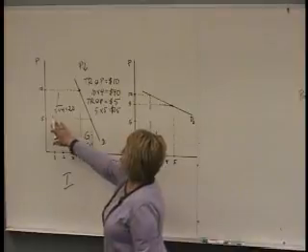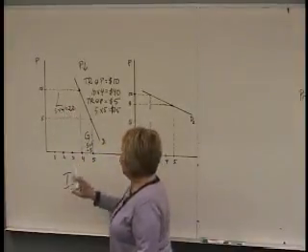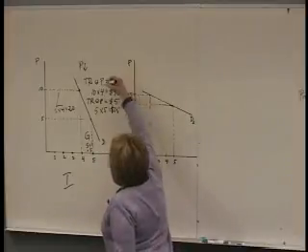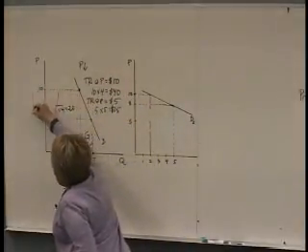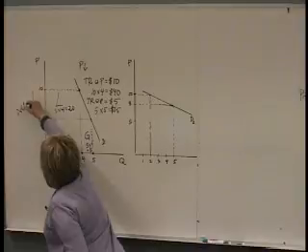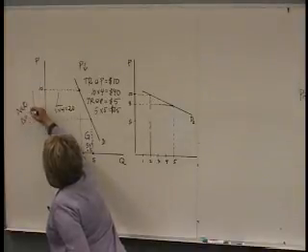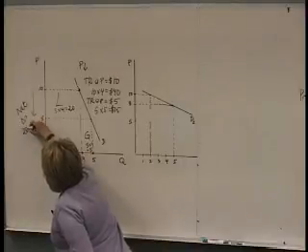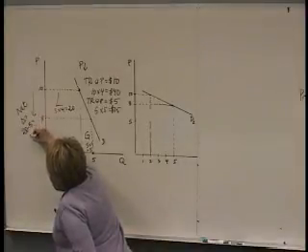So you lost 20, you gained 5, so as your price fell, your net change is equal to 20 minus 5, or 15.